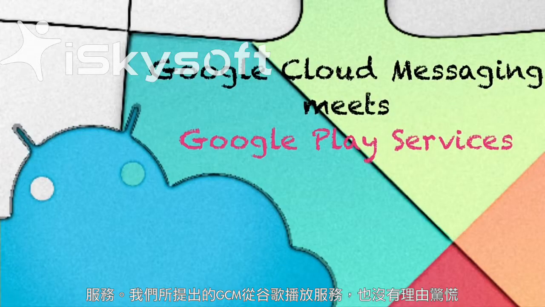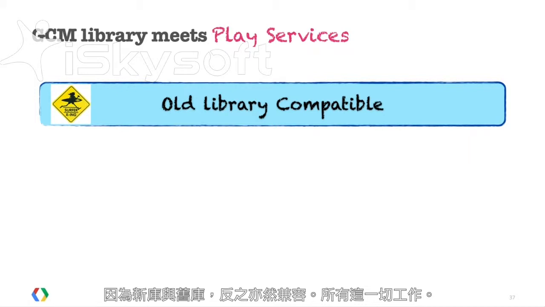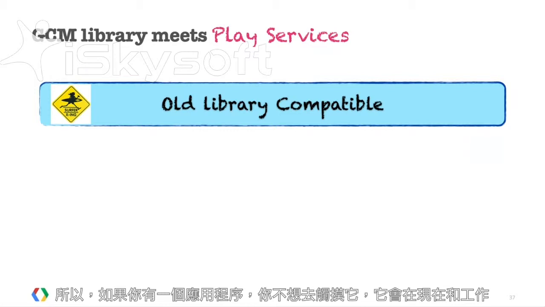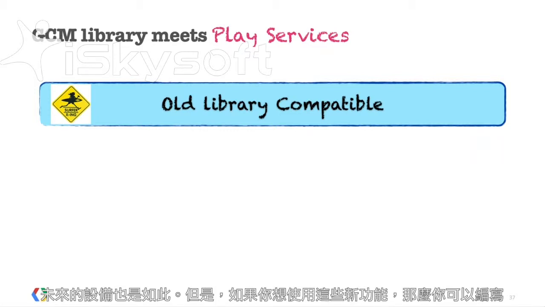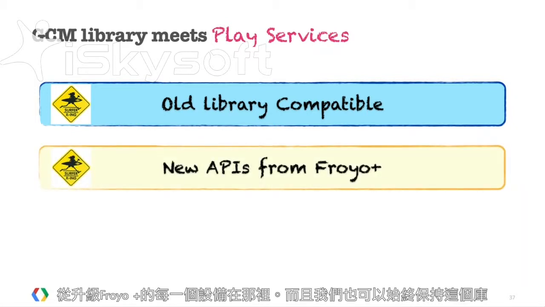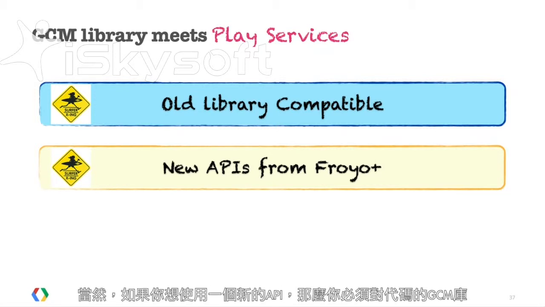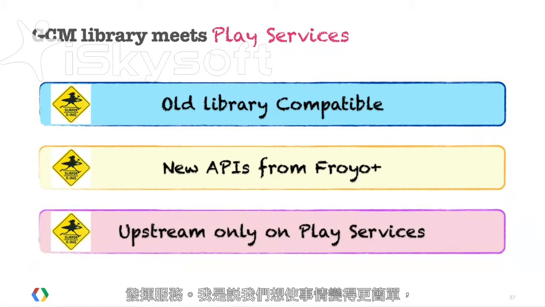So now I'm announcing how Google Cloud Messaging met Google Play Services. We moved the GCM framework code into Play Services, and there's no reason to freak out, because the new library is compatible with the old library and vice versa. It always works. So if you have an application you don't want to touch, it will work now and on future devices as well. But if you want to use these new features, then you can code it from Froyo Plus on every single device out there. And we can always keep this library compatible going forward because all the Play Services updates bring them down from Froyo Plus to whatever device and release we are on. Of course, if you want to use the new API, then you have to code against the GCM library in Play Services.